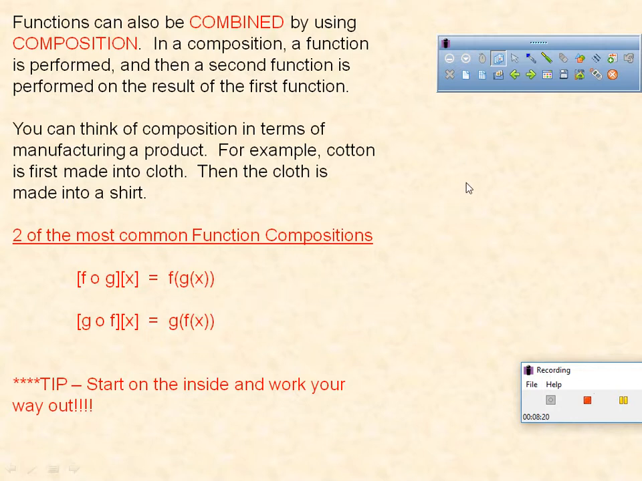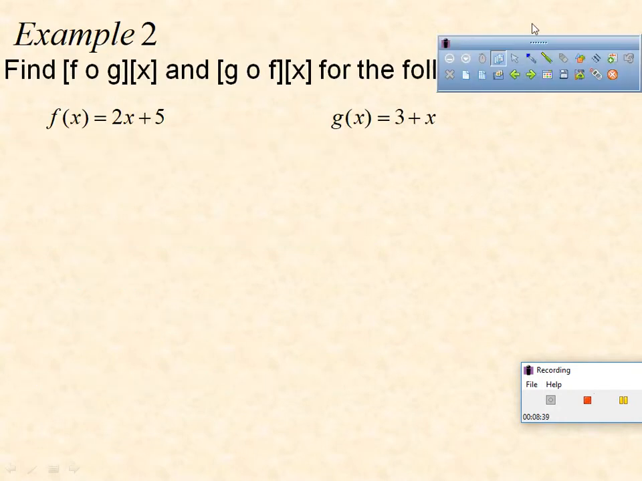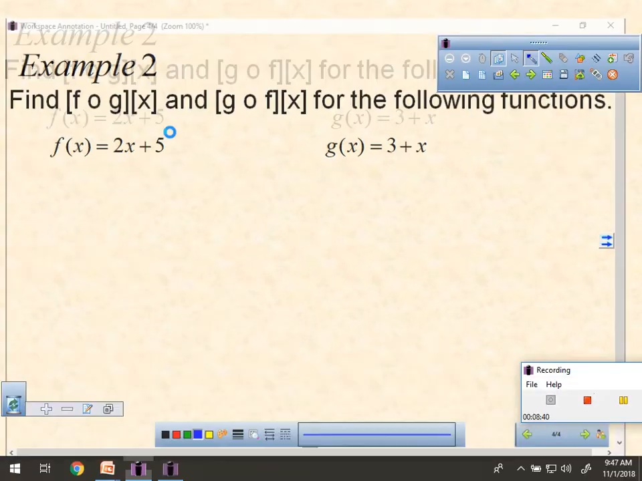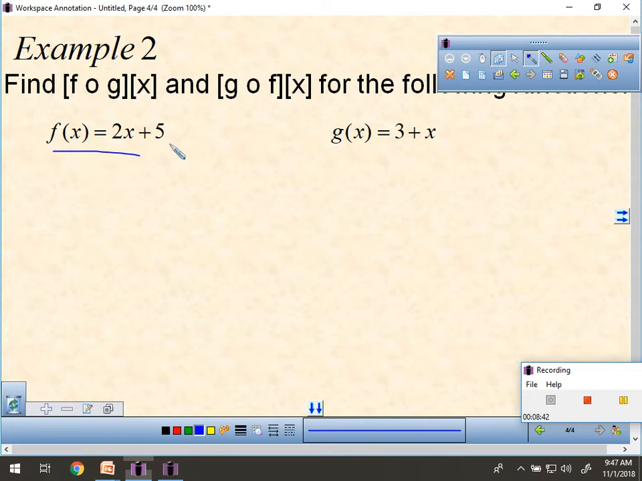All right, let's take a look at an actual example. Let's say that I give you these two functions. f of x is equal to 2x plus 5, and g of x is equal to 3 plus x. It says to find FOG and to find GOF. Now, guys, on the test, I'm not going to ask you to do both. I'm only going to ask you to do one. But I want to show you how these two questions are not going to have the same answer. So it does matter. So let's do FOG first.